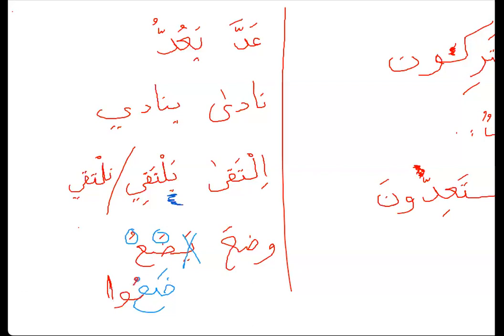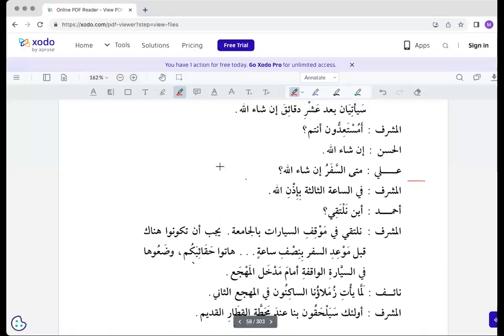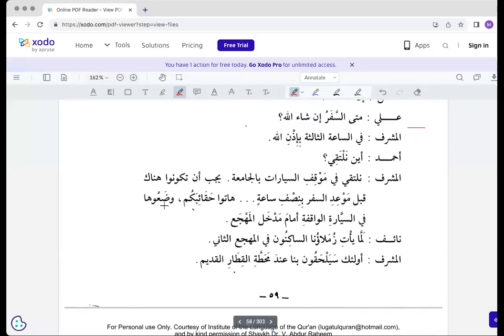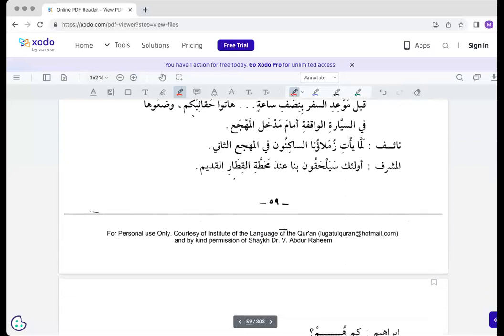And if you go back to the word that he said, hatu haqa'ibakum wada'uha. So even the alif, which comes at the end of the verb, that's also removed because there's a dhamir there, so no need for the alif. Wada'uha في السيارة الواقفة أمام مدخل المهجع.